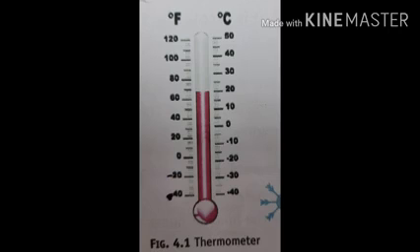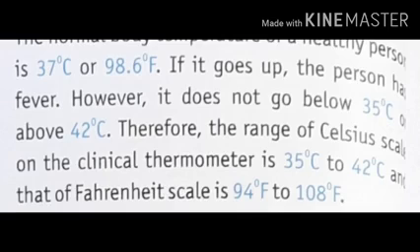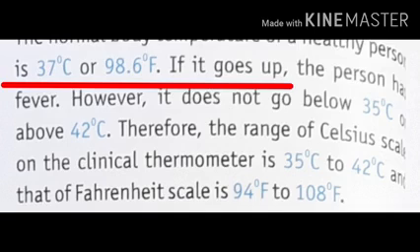The clinical thermometer has both types of scale. The Celsius scale is indicated by degree C, and it reads temperature from 35 degrees centigrade to 42 degrees centigrade. The Fahrenheit scale is denoted by degree F, and its scale runs from 94 degrees Fahrenheit to 100 degrees Fahrenheit. The normal temperature of the human body is 37 degrees Celsius, and in Fahrenheit it is 98.6 degrees.